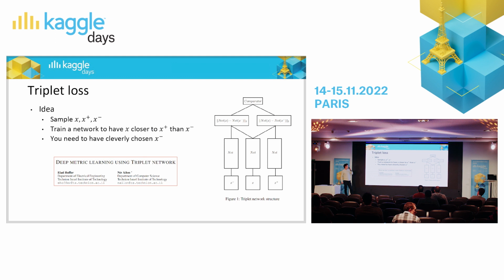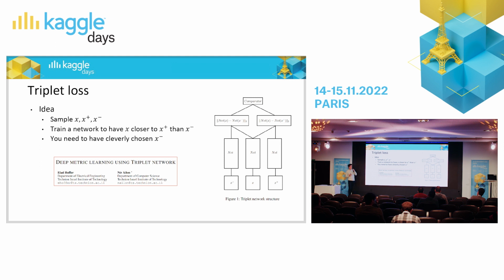And to do so, it's fairly easy. I mean, intuitively, you use a loss function that maximizes the distance between X and X minus while minimizing the distance between X and X plus. And that's the idea behind the triplet loss. Of course, to avoid having exploding representations, you need to normalize everything, which is why your loss function is not really a mean square error, but rather a cosine similarity adapted one.